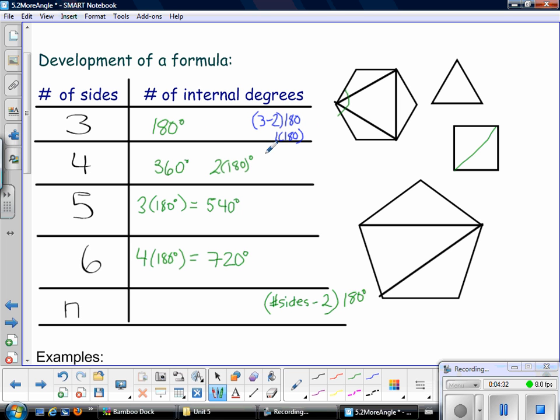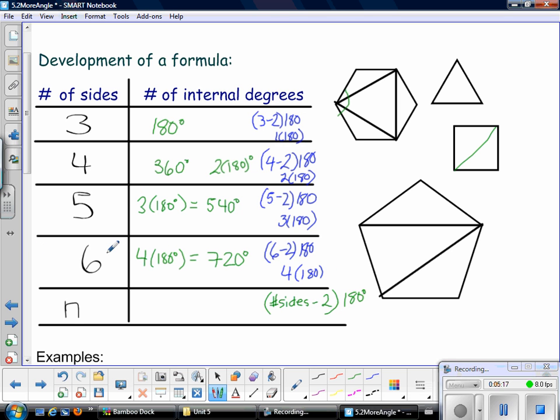What about this one? We had 4 sides. If we take away 2 and multiply by 180, 4 take away 2 is 2, and multiply by 180. So it worked for those two. What about the next ones? If I had 5 sides, I take away 2 and multiply by 180. Again, we get 3 times 180. So it looks like this is the pattern that we want. 6 sides, take away 2, which is 4, and multiply by 180. So we ended up coming up with a relationship between the number of sides and the internal degrees.